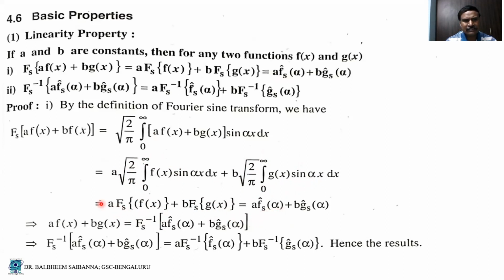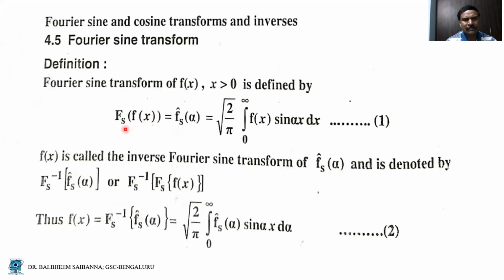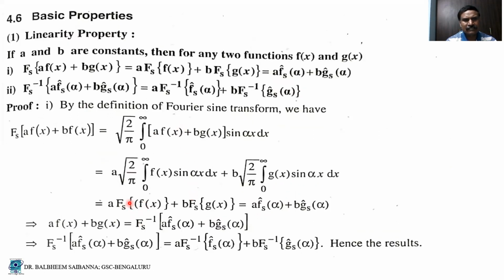And a Fs of f of x can be written as Fs cap alpha. That is, using this, writing in terms of Fs cap alpha plus b Gs cap alpha. Then, see the left hand side, we have Fs of a f of x plus b g of x. Then this Fs you should take to the right hand side, you will get Fs inverse, and this a Fs cap alpha plus b Gs cap alpha.